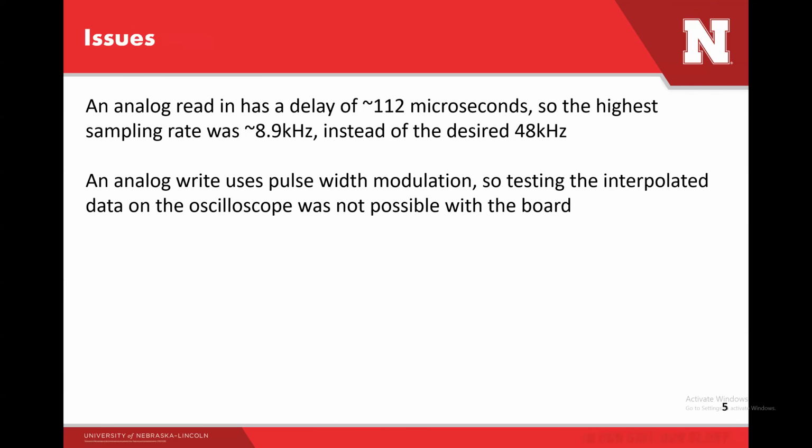A couple of issues with how we collected our data: we were hoping for a 48 kilohertz sampling rate, but because the analog read has a delay of around 112 microseconds, the highest sampling rate we could achieve was around 8.9 kilohertz. Another issue we ran into was that we wanted to see what it would look like if we output the samples back to an oscilloscope, but the analog write uses pulse width modulation. So there's no way to actually get an analog value back out of the board.